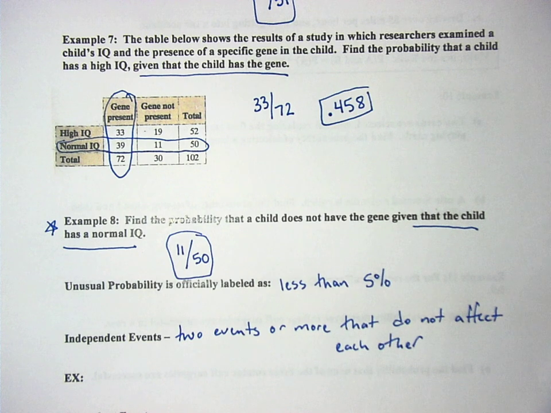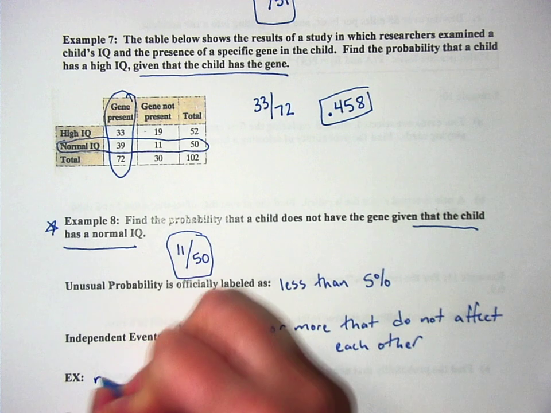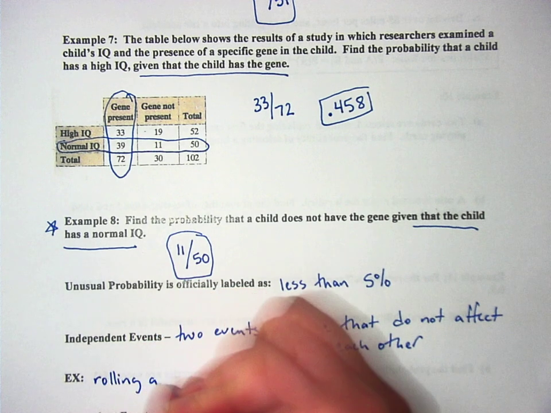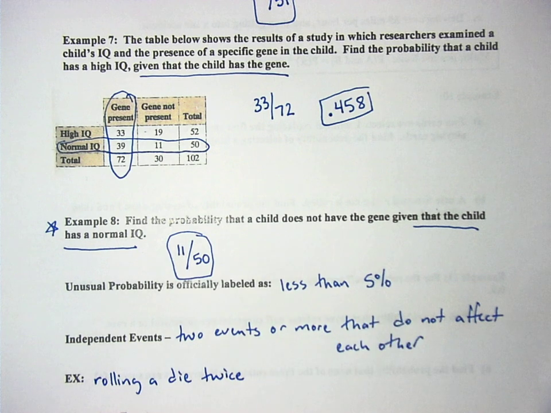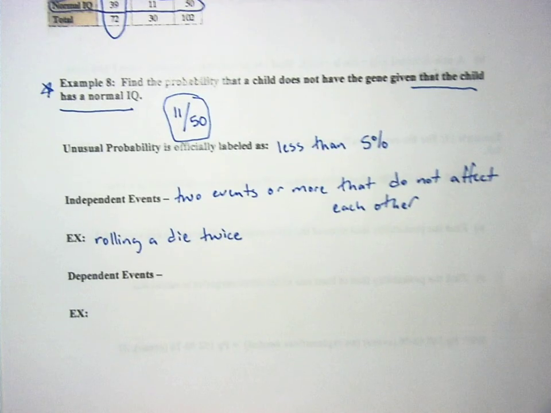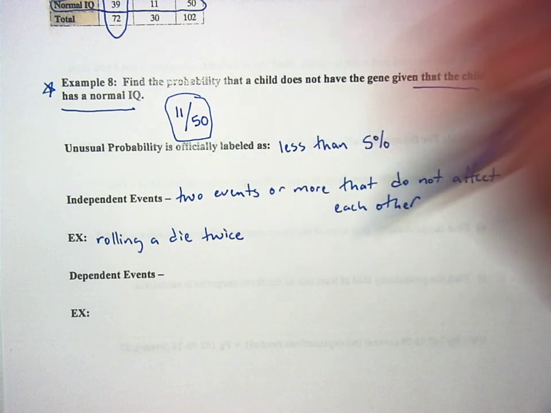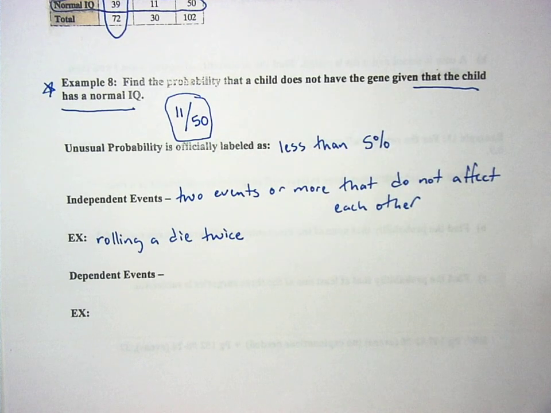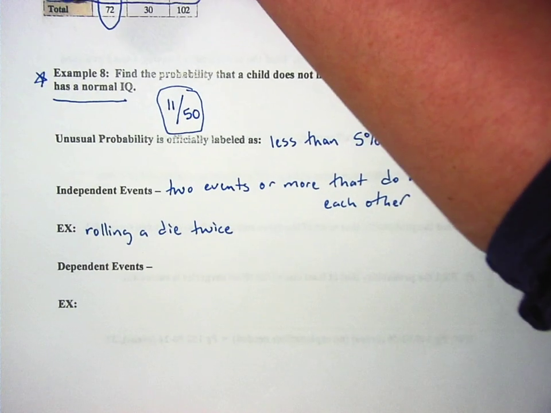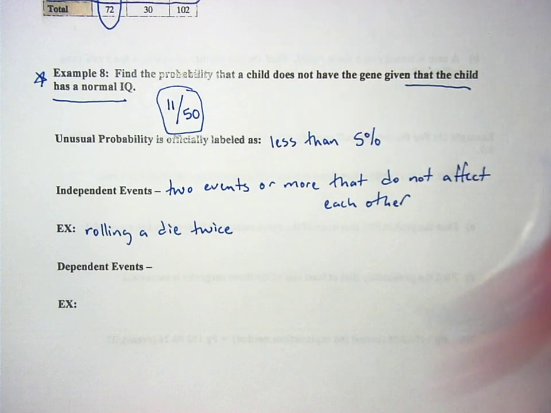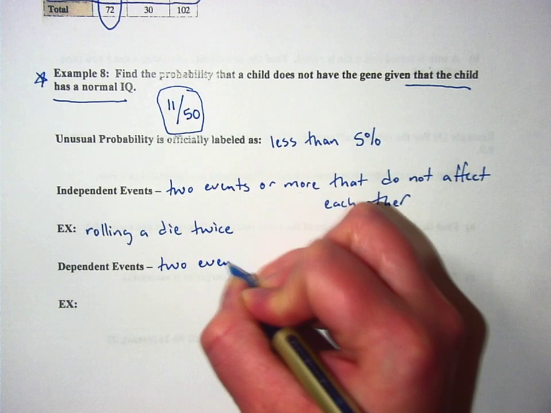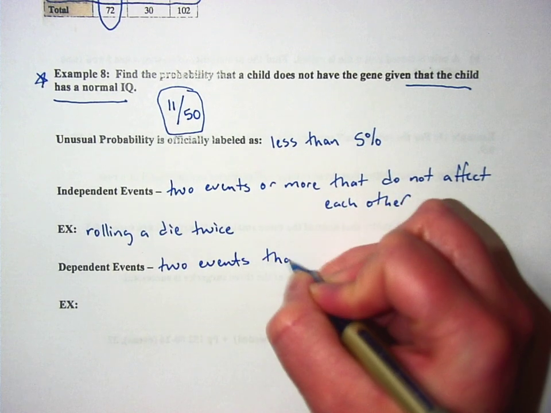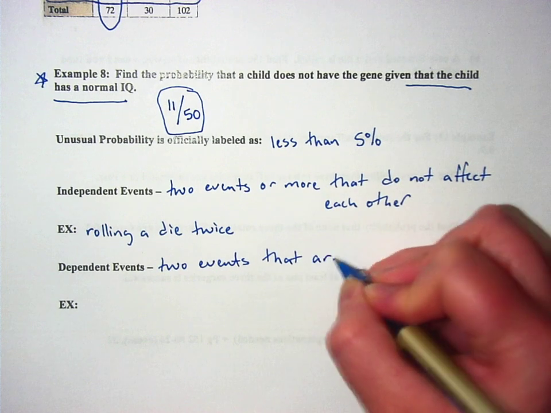For example, rolling a die twice. If I roll a die the first time and I get a 1, and if I roll the die a second time, because I got that 1 on the first die doesn't mean that I'm going to get another 1 or that I won't get a 1 now. It has nothing to do with the other one. That's why they're independent. Dependent events are 2 events that are related to each other.